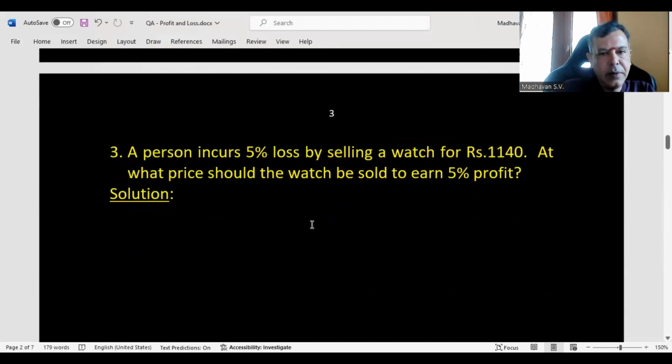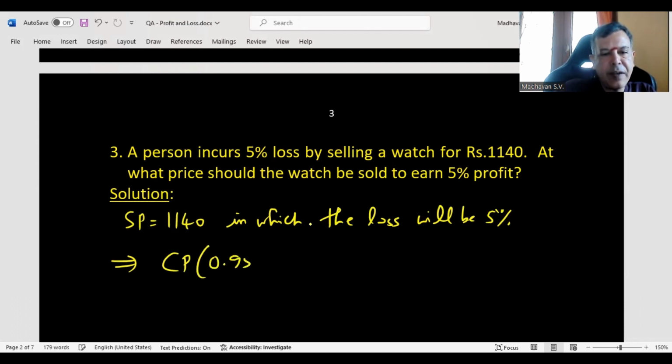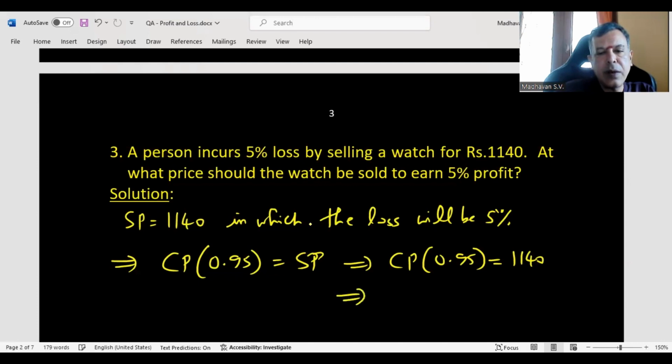A person incurs 5% loss by selling a watch for rupees 1140, means selling price is given as 1140, in which the loss will be 5%. That implies that cost price, whatever may be the cost price, since 5% is the loss, he could retain only 95% of his cost price, means cost price into 0.95, that can be equated to your selling price, which means cost price times 0.95 is equal to 1140, which means cost price is 1140 divided by 0.95. That will give us rupees 1200.